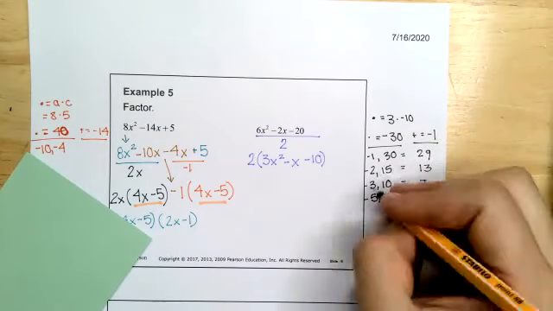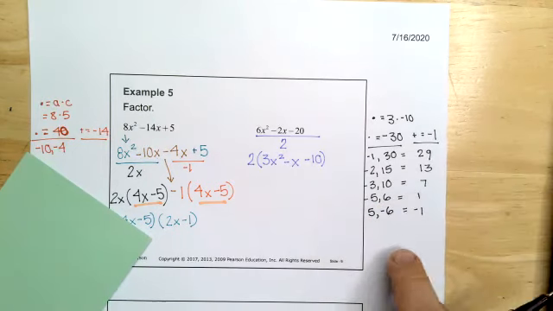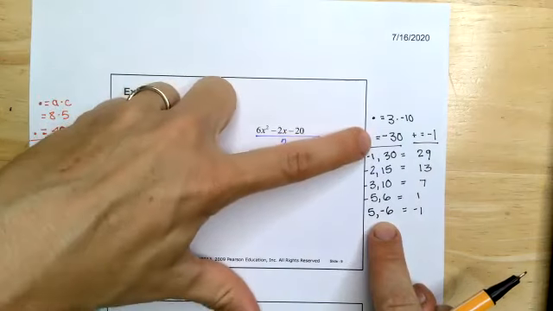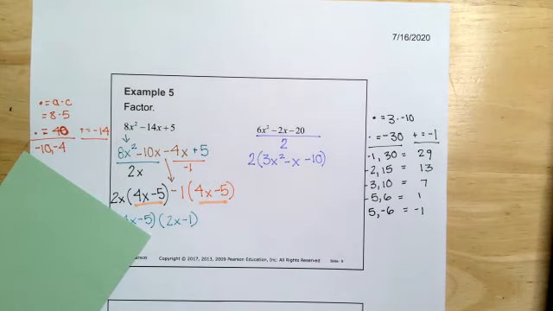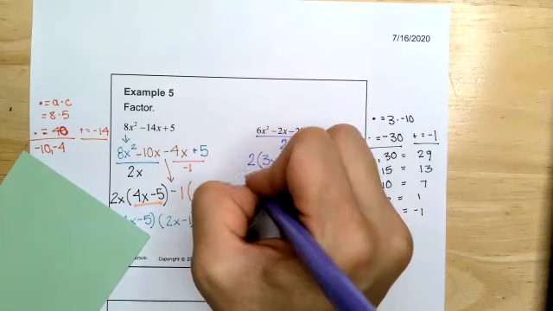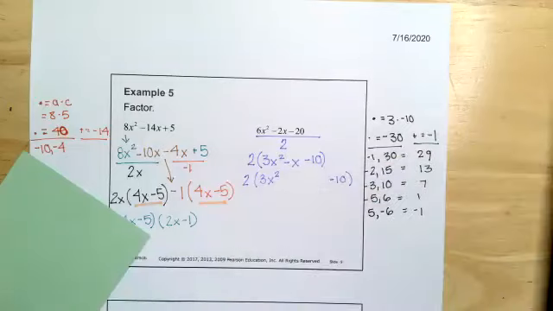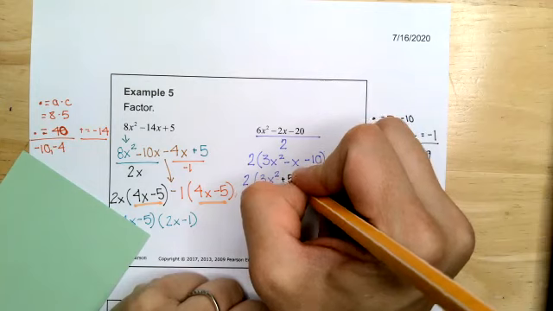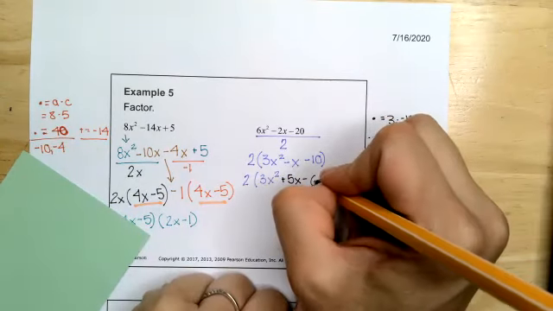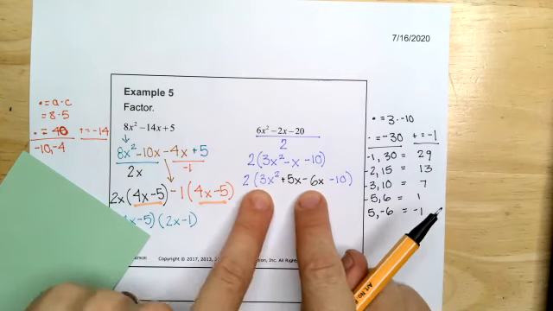If I want it to be a negative 1, I just flip them. Flip the sign, 5 and negative 6, right? 5 times negative 6 is still going to give me negative 30. 5 plus negative 6 is going to give me that negative 1 I want. So we keep the 2 on the outside. We keep the 3x squared. We keep the negative 10. Close the parentheses. That negative x becomes positive 5x minus 6x. Or if you see that the 5 goes with the 10 and the 3 goes with the 6, that's okay too.